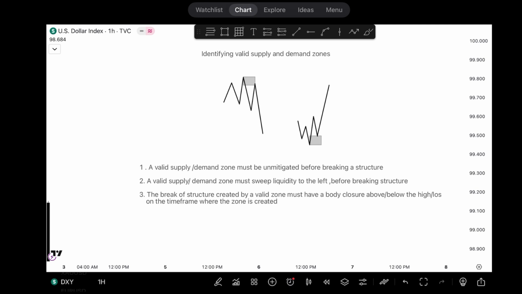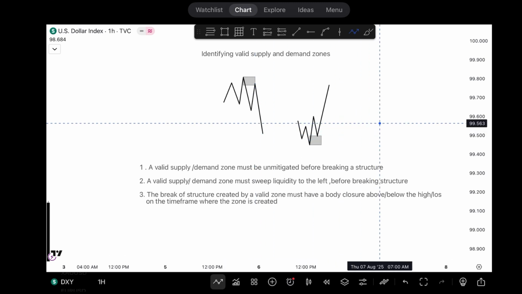So the first rule I have here is a valid supply and demand zone must be unmitigated before breaking a structure. It must be unmitigated, in the sense that price must not have traded into it before it breaks a structure. For instance, let me use this as an example.